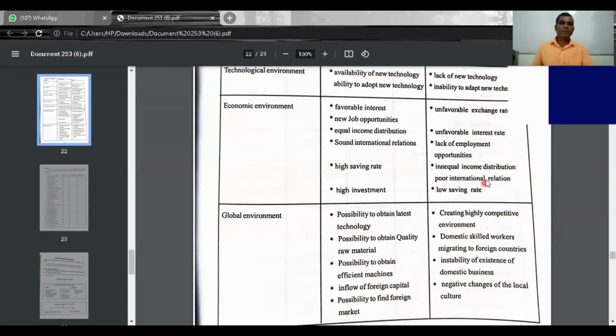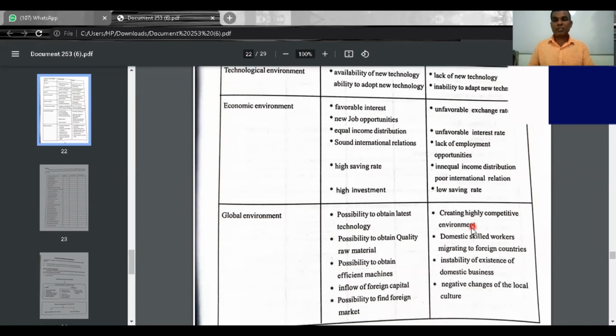And there are some threats as well. What are they? Creating a highly competitive environment. Due to imported high quality products, local marketers and local business people are unable to compete with these products. So local marketers and business people fall down in the presence of high quality imported products. That is a problem. Look at locally produced items, like clay related items. What happened? Because of imported plastic materials.